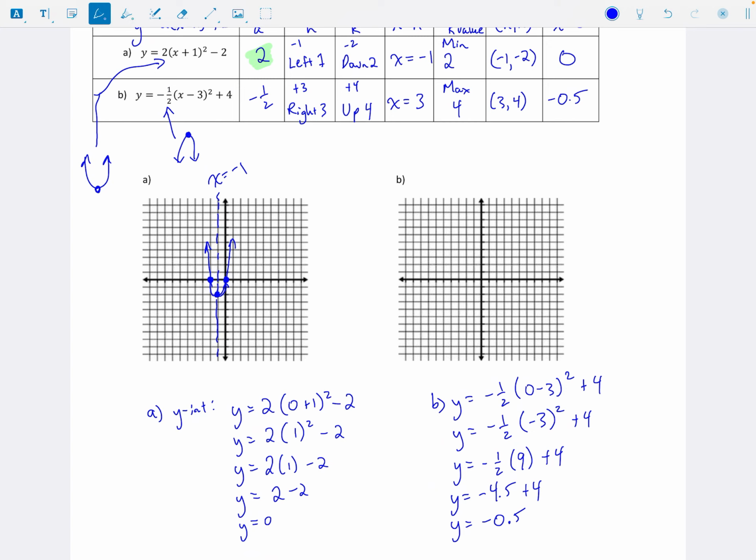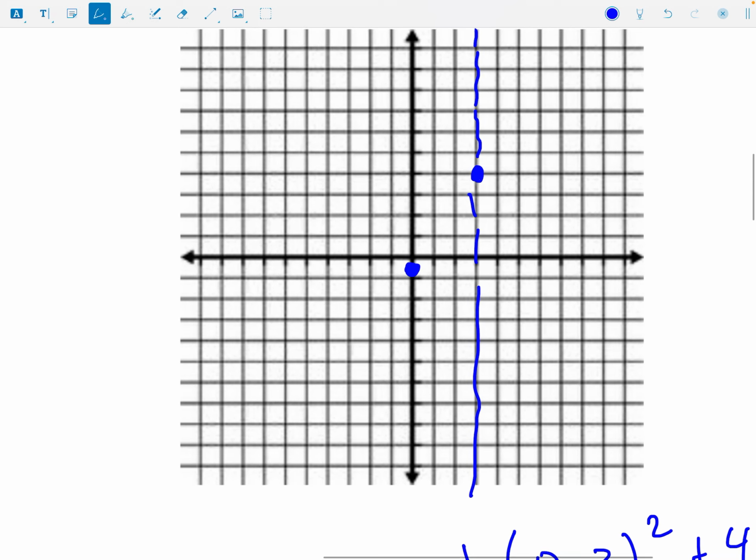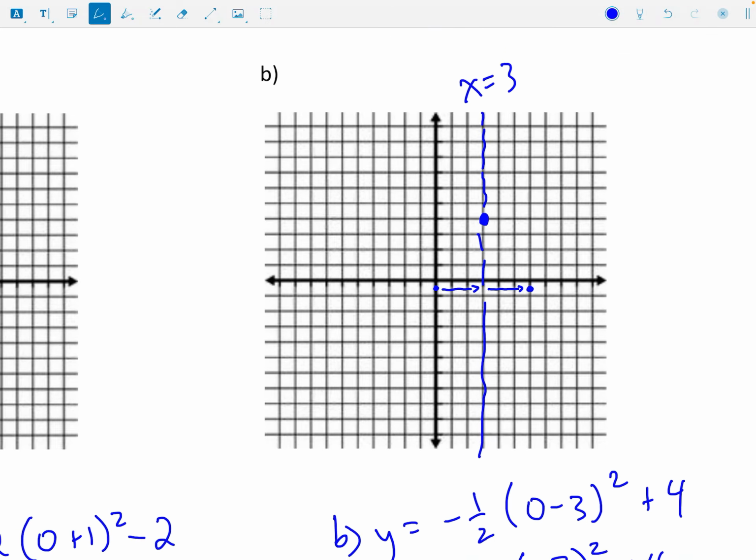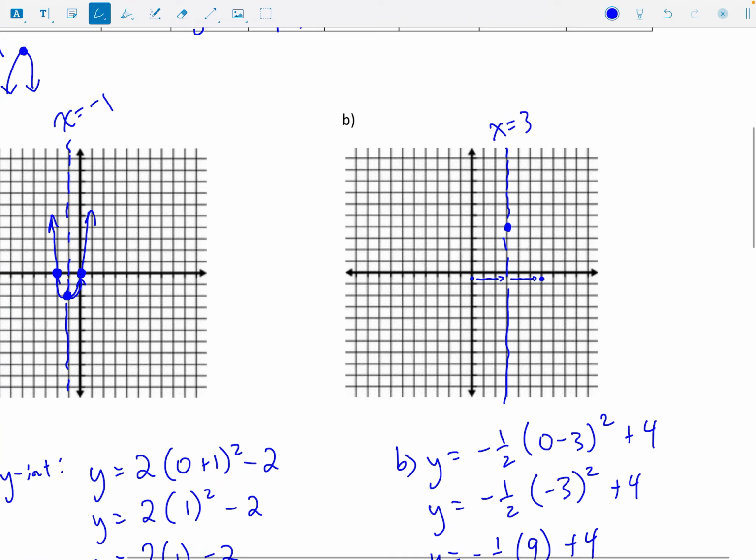The other one has a vertex at (3, 4), so 1, 2, 3, 1, 2, 3. Right there, we have an axis of symmetry, okay, at x equals 3. We have a y-intercept at negative 0.5 right there. So if it's at negative 0.5, and that's 3 away from the axis of symmetry, that means another 3 away, and we'll have the other side of the parabola, the symmetric part.